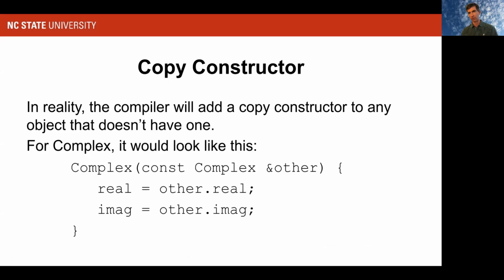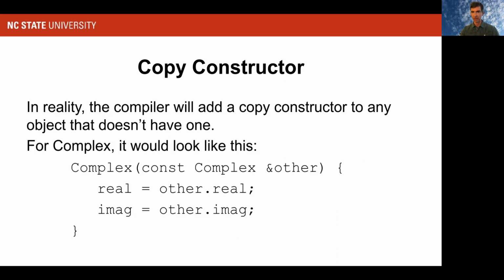It has a very specific form. In fact, we can write our own copy constructors if we want to. And what the copy constructor does is it says, well, look, I expect to take as an argument another object of the same type, right?